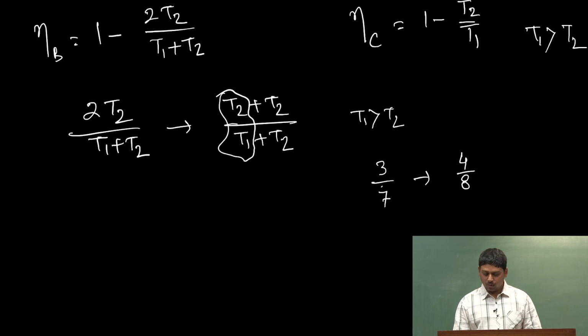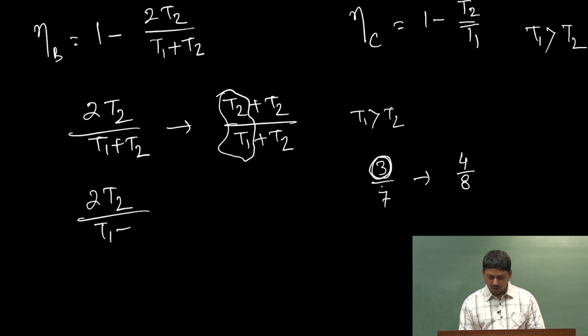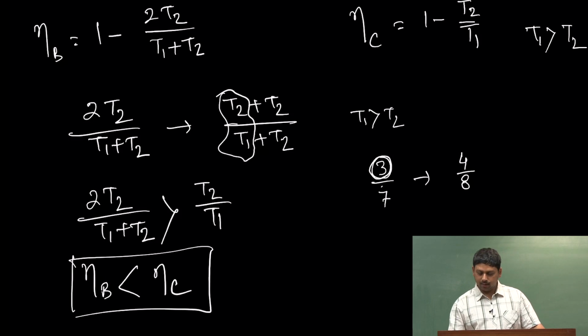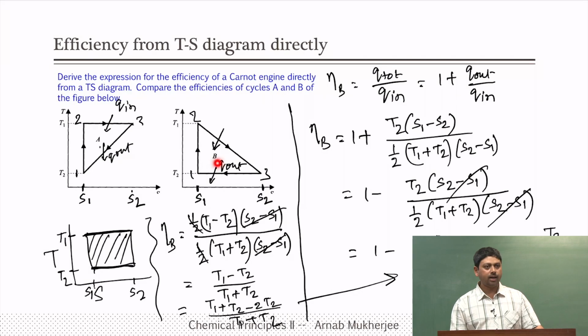Now, adding 1 will have more value. So, is 4 by 8 bigger or 3 by 7 bigger? 4 by 8 is bigger, right. So, adding this will have a larger effect. So, this quantity 2 T2 by T1 plus T2 will be larger than T2 by T1. Therefore, engine B will have lesser efficiency than C. That is my analysis on that. This will have half the efficiency, this will have slightly lesser efficiency depending on the value.